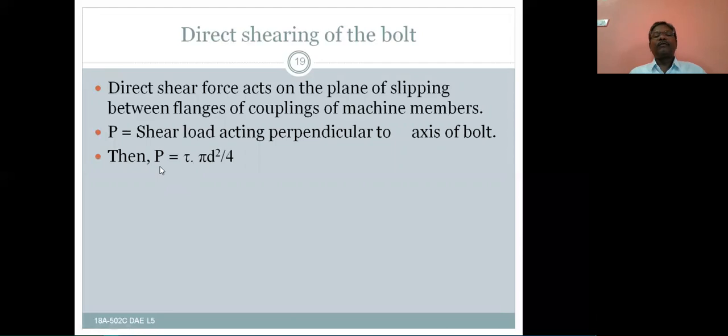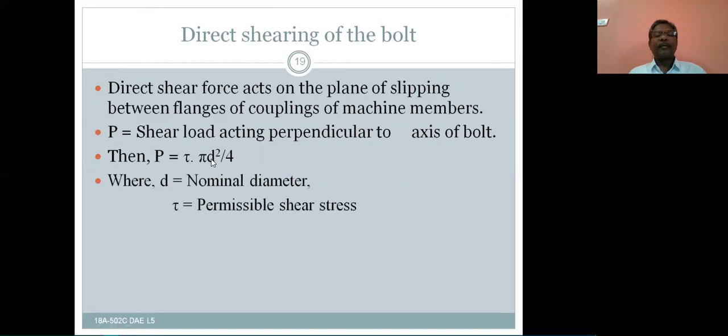Then shear load P is equal to tau into pi d square by 4, that means shear stress into shear area, where d is the nominal diameter of the bolts and tau is the permissible shear stress in the bolts.